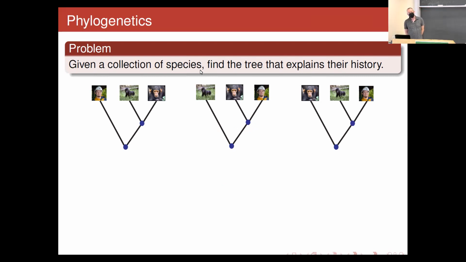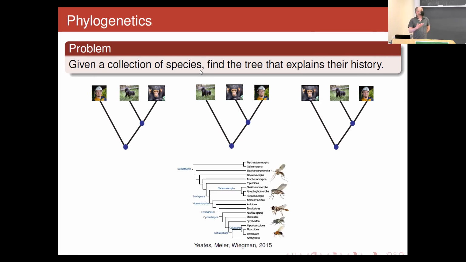So if I had three species, chimp, gorilla, and queer algebraic geometer, you would be trying to figure out which of these three binary trees is the one that explains the relationships. Of course, this is kind of a toy example. Biologists know which of the three trees is the correct one. It's the middle one, where chimp is closest to human. Usually, we're interested in more complex phylogenetic trees than that.